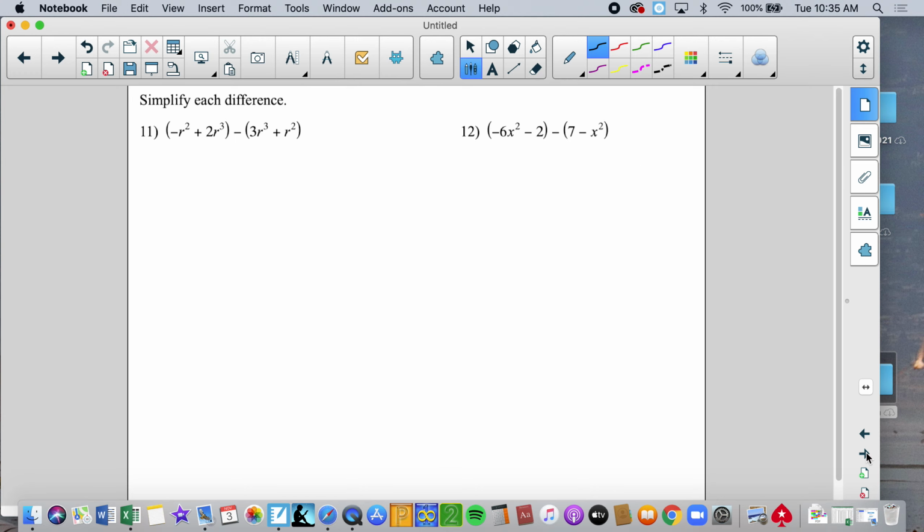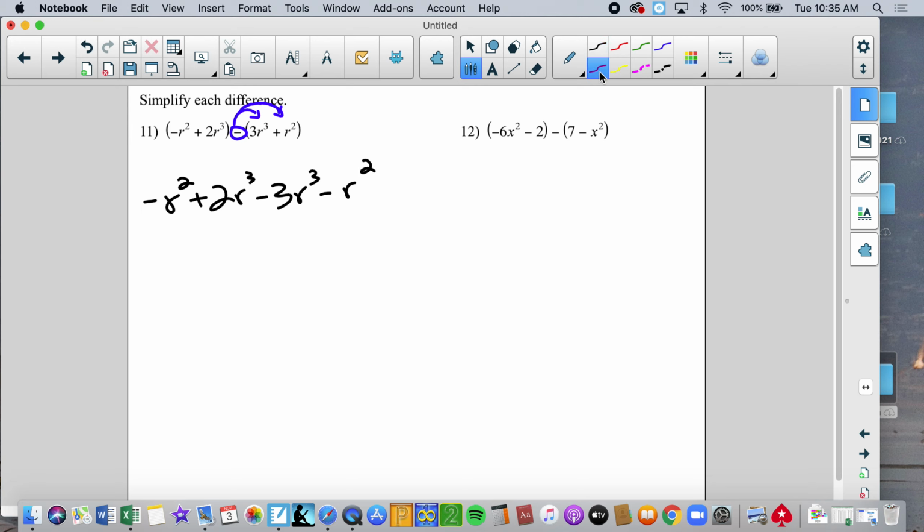This one, now we have to distribute a negative, and that will make a difference. Difference, get it? Subtraction. So it still doesn't affect the parentheses in front of it, but -1 times 3r cubed is -3r cubed, and -1 times r squared is -r squared.